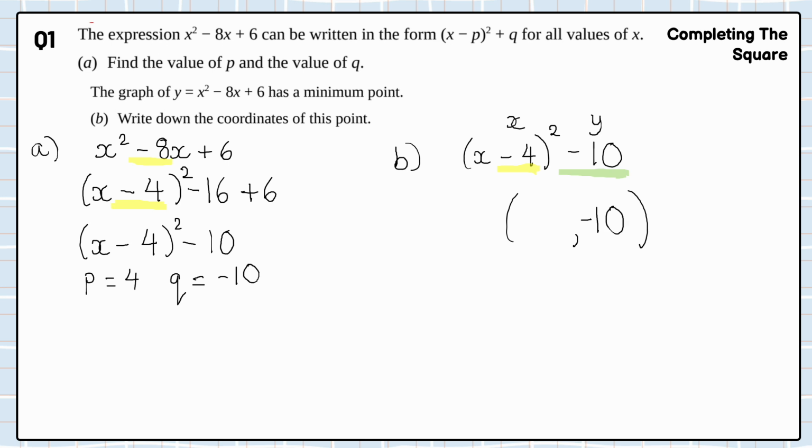However, the x coordinate is a little bit different. If we've got minus 4 in here, that means our x coordinate for our turning point is just going to be the opposite sign. So it's going to be 4, like that. So our turning point, or our minimum point of this graph y is equal to x squared minus 8x plus 6, is going to be (4, minus 10).